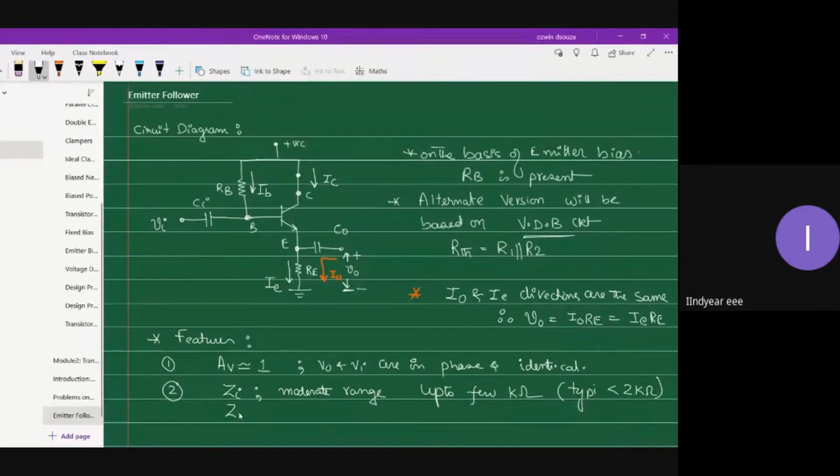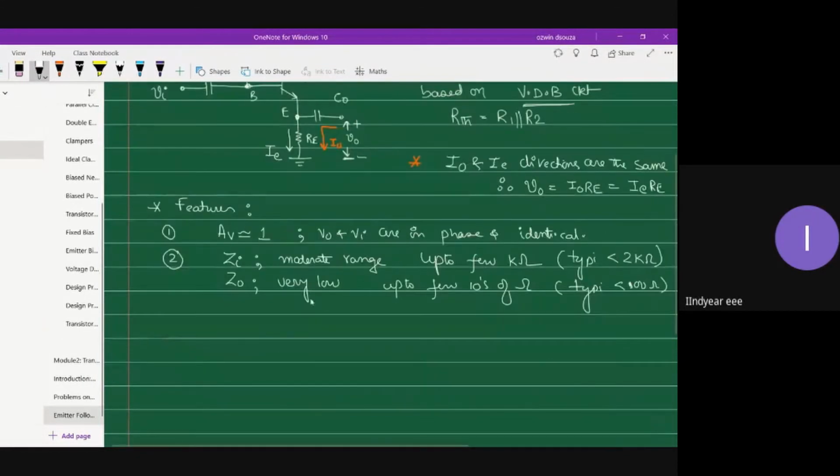On the other hand, Z naught is very low, up to few tens of ohms, say typically less than say 100 ohms. So this is the feature, and because of this feature, it is widely selected in impedance matching, because of low Z naught, right?